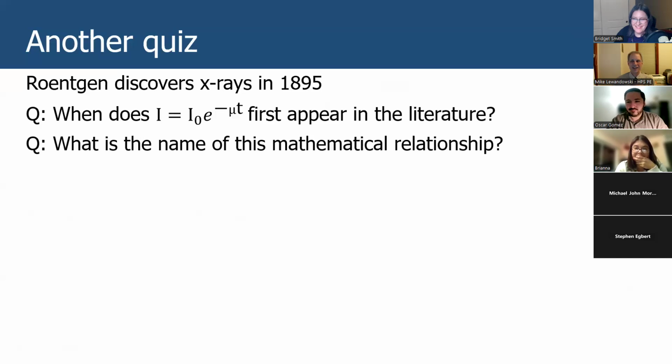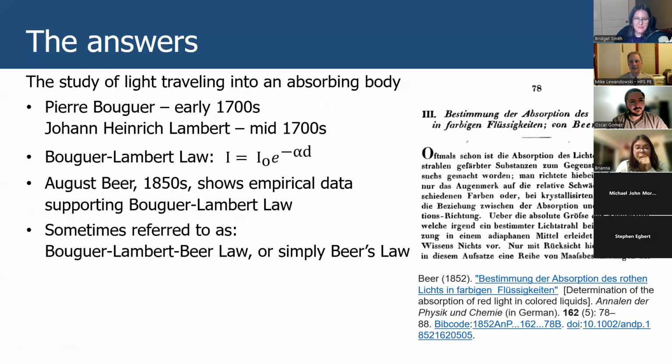All right, so we've got a lot of great answers. Let me reveal the answers here. Well, it starts out that in the early 1700s, scientists were interested in light.